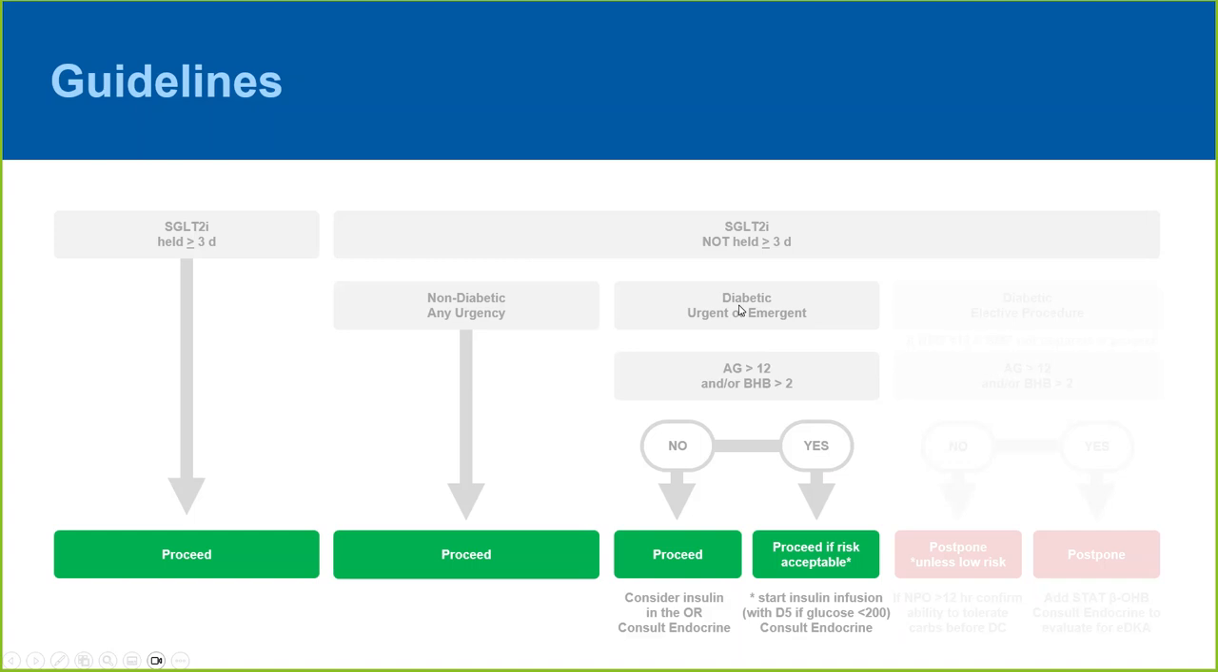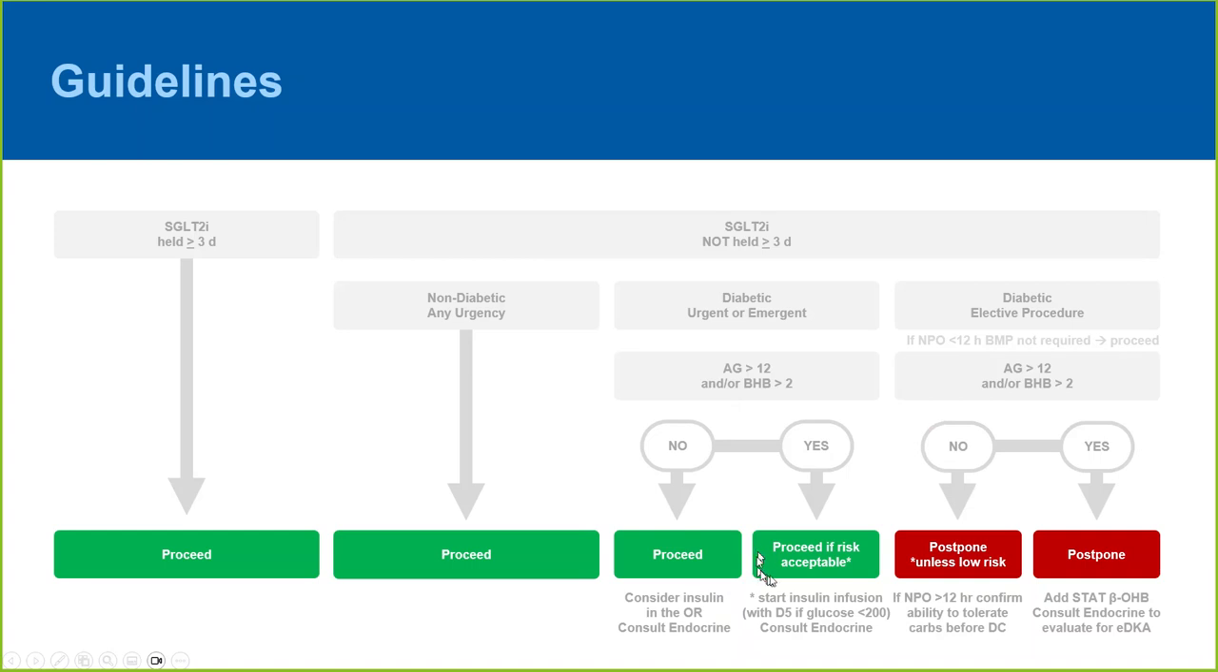They then said that if you are diabetic and you have to go for an urgent or emergent procedure, they recommend measuring the anion gap and beta hydroxybutyrate. But regardless of what these levels are, they're probably going to say that you can go ahead and get the procedure, but that if the anion gap and beta hydroxybutyrate are elevated, suggesting that ketoacidosis is already occurring, you should probably start some insulin and dextrose in the OR, and you should probably consult endocrine. And even if they aren't elevated, you still might want to consider starting some insulin and dextrose in the OR. And once again, you should probably consider consulting endocrine.